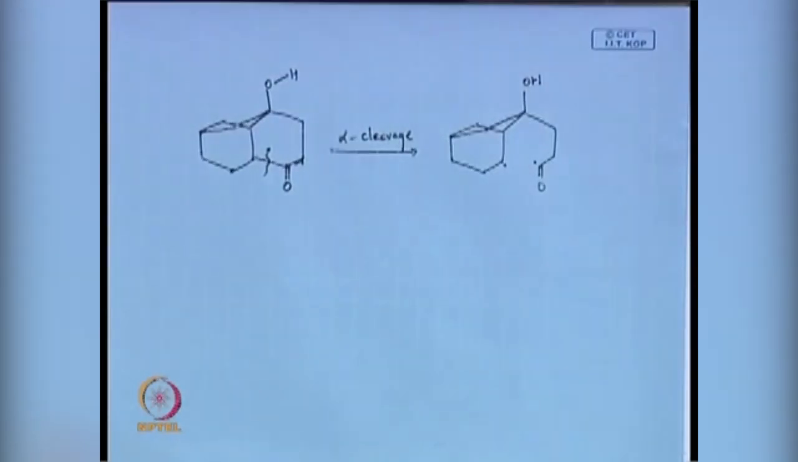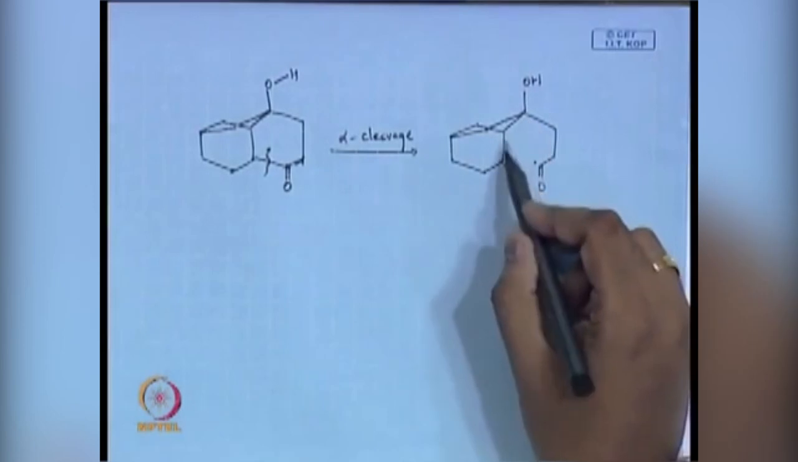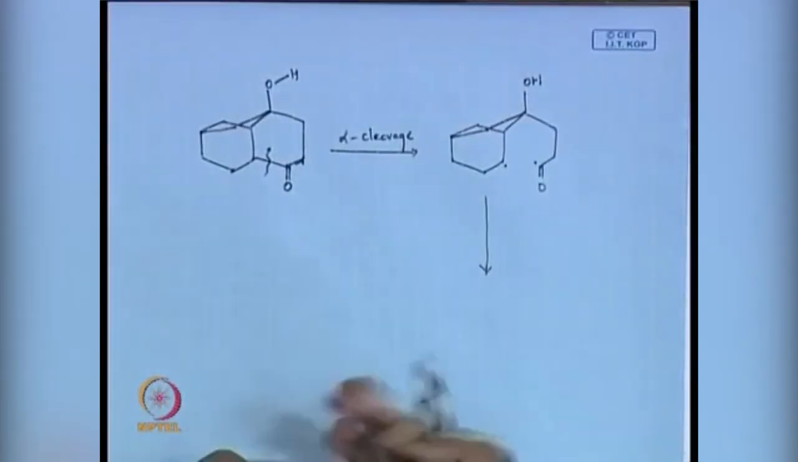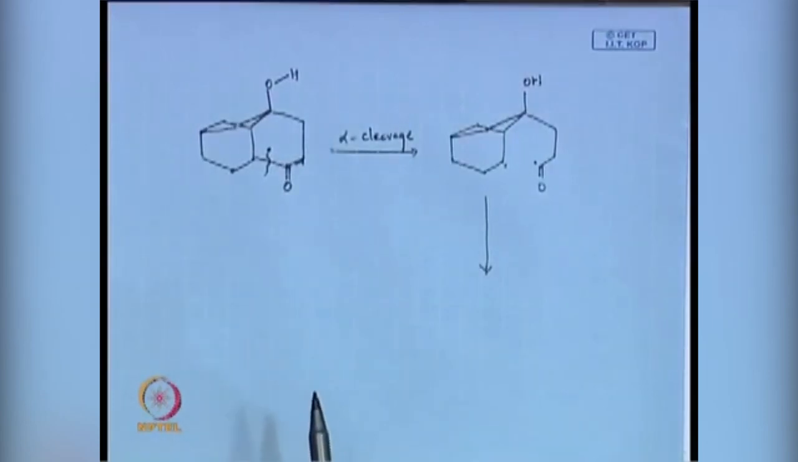So this is your 1, 2, 3, 4, 5, 6, you get this diradical, right. So what we studied, when we do an alpha cleavage reaction, you get an acyl and alkyl radical. What did you study there? One, it can recombine, or decarbonylation can take place to get a cyclization, or the acyl radical can abstract a hydrogen, or the alkyl radical can abstract a hydrogen. These are all possibilities we have studied.